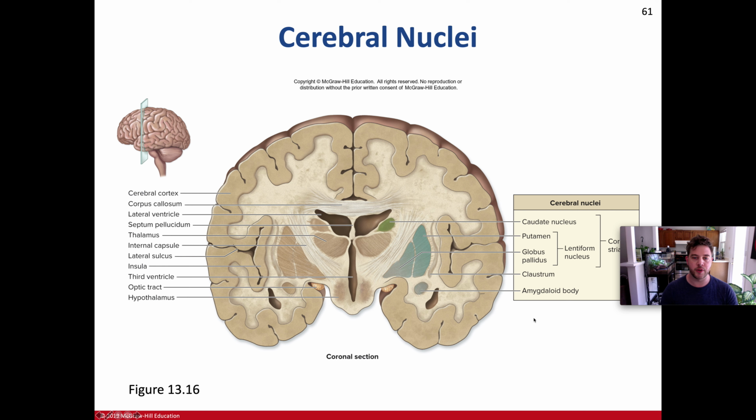Yeah, this is just showing the cerebral nuclei. So again, your cerebral cortex is the outer superficial portion. Then you have your white matter, and then you have your cerebral nuclei here, which are a little bit deeper. These are the white matter tracts, the corpus callosum and the internal capsules.